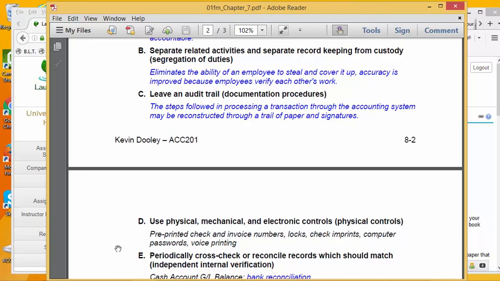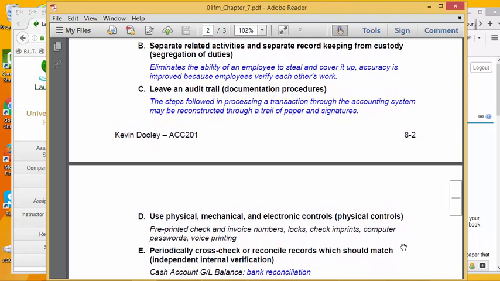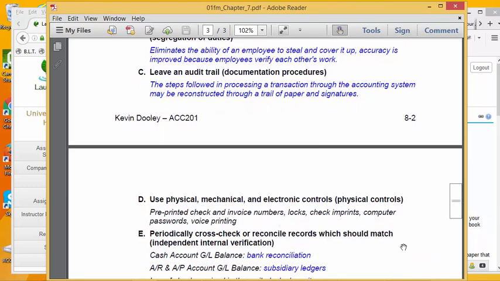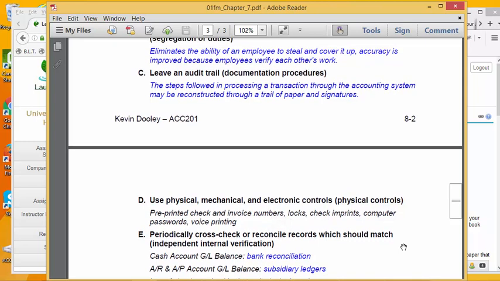You also want to periodically cross-check or reconcile records that are supposed to match. The obvious one, the big one we learned in this chapter, is a bank reconciliation. Your cash account general ledger balance should be tied directly to the bank reconciliation reconciled balance for cash. If it's different, something's wrong. Accounts receivable and accounts payable general ledger balances should be the sum of all of your subsidiary ledgers. Individual customer account balances should all add up to the accounts receivable account in the general ledger. Individual vendor or supplier account balances should all add up to accounts payable in the general ledger. If they don't, something's wrong.